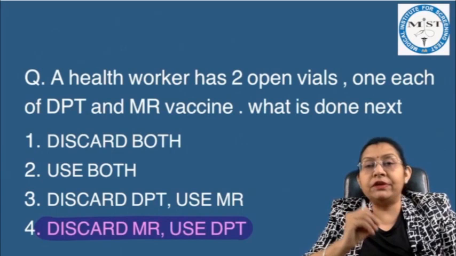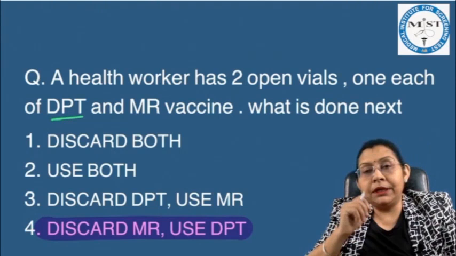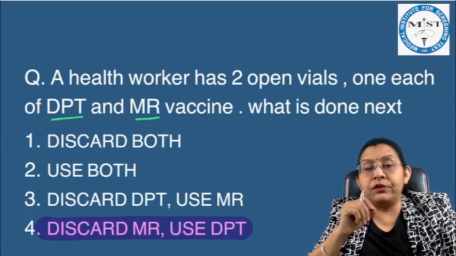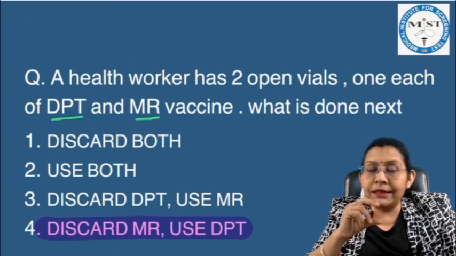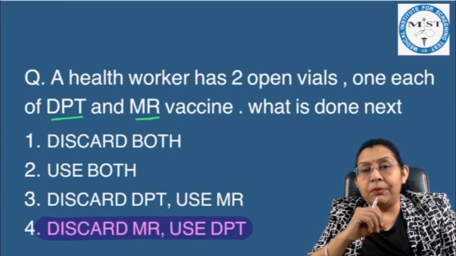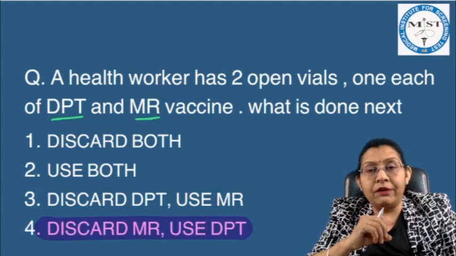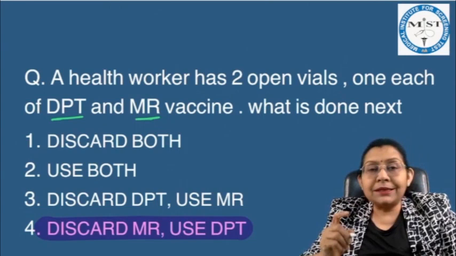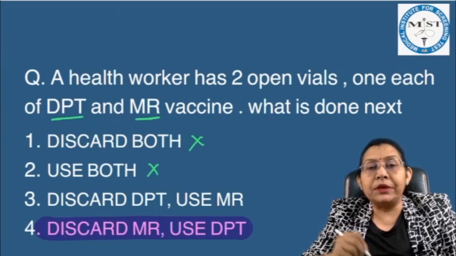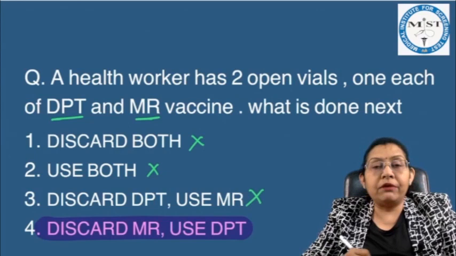And we know that the DPT vaccine is a multi-dose vial, while the MR vaccine is in a powdered form, which we have to dissolve with distilled water before it's used. So if an open vial is with us with the DPT and MR, we can use the DPT for the next 28 days, but we have to discard the MR vial, which cannot be used beyond 4 hours. So with this concept, the options: discard both vials, no. Use both the vials, we cannot use both the vials also. Discard the DPT vial and use the MR vial, no. We cannot use the MR vial. Discard the MR and use the DPT vial. This is the correct answer.